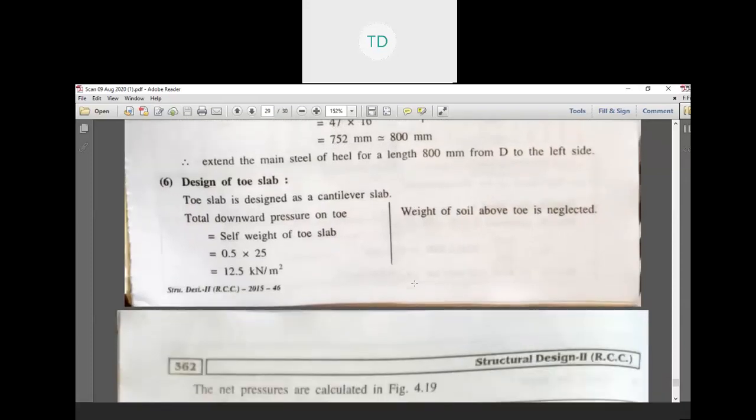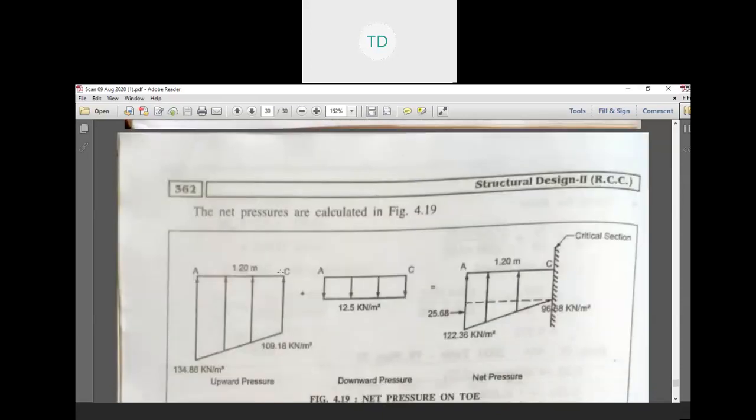Okay, now it's time to design the toe slab. Toe slab is designed as a cantilever slab because it behaves as a cantilever slab but on the ground. Total downward pressure on toe is equal to self weight of toe slab, which is the height of toe 0.5 into unit weight of concrete 25. We get 12.5 kilonewton per meter square.